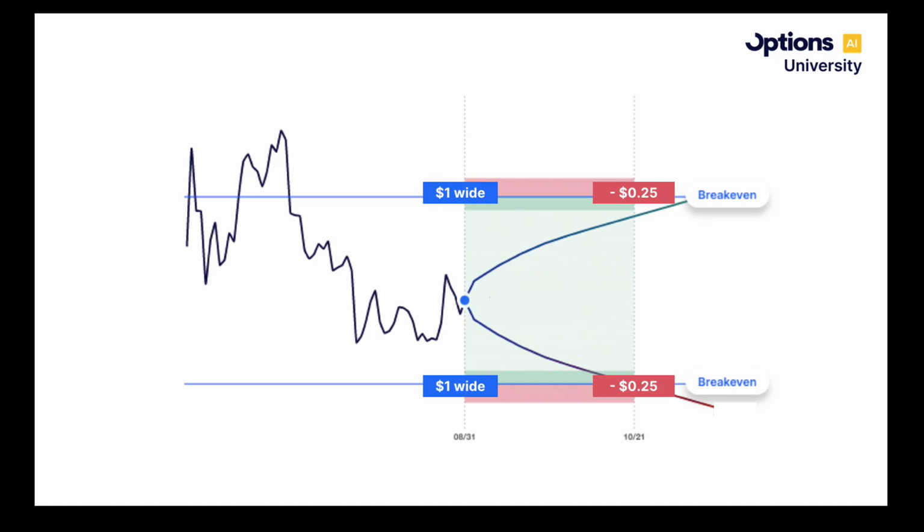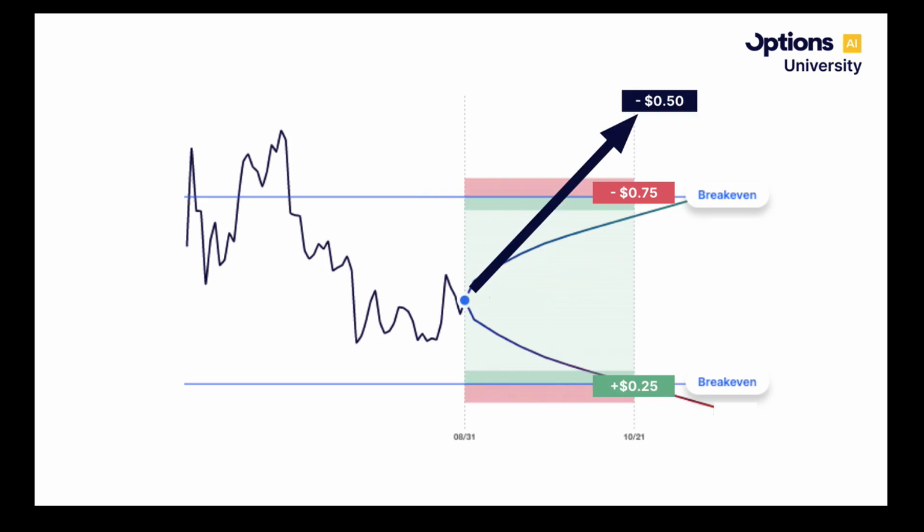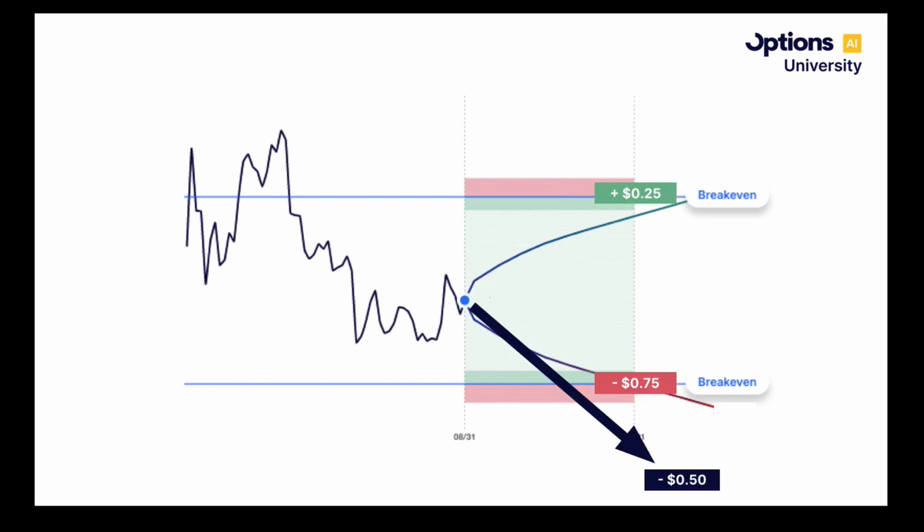Since the width of each spread is $1, the net risk of the trade is the risk of one side of the spread minus the net credit received from both spreads. Why is that? If this trade is max loss at expiry, it can only be because one of the spreads is completely in the money. The other would be out of the money and worthless. The stock can't be in two places at once on expiration. Therefore, the risk of this spread is 50 cents, not $1.50.